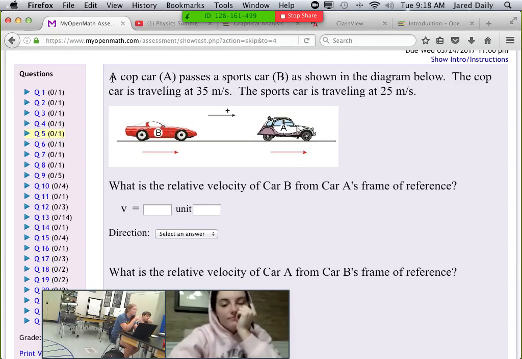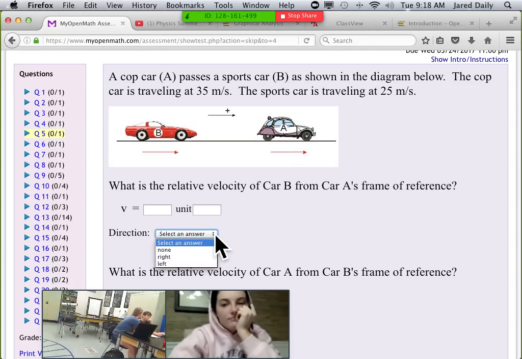What's that? I have different numbers, but my cop car was traveling 36 meters a second and the sports car 20 meters a second, and I put in negative 16. He put the negative sign too, like I did. So you put the negative 16.